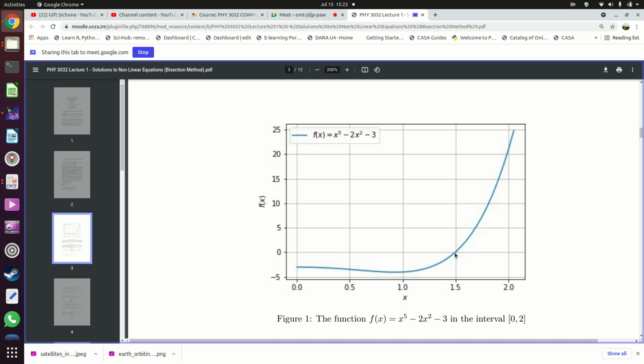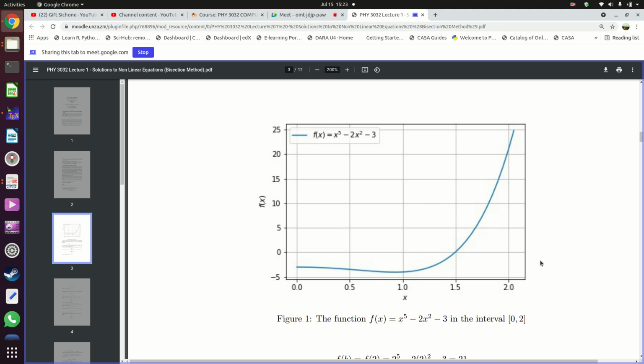The solution is where this function cuts the x-axis, here at 0. Here, where f of x is equal to 0, there, where it cuts the x-axis. That's the solution. Is that clear to everyone? Yes, sir, it is.